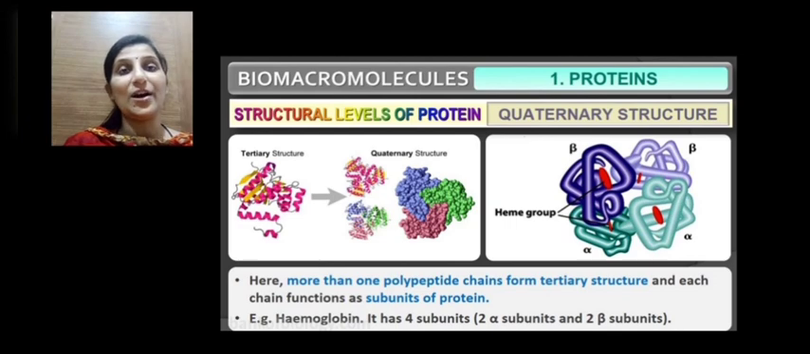So proteins are heteropolymers of amino acids which are joined together by peptide bonds. And there are 4 levels of organization: the primary, secondary, tertiary, and quaternary structure of proteins.